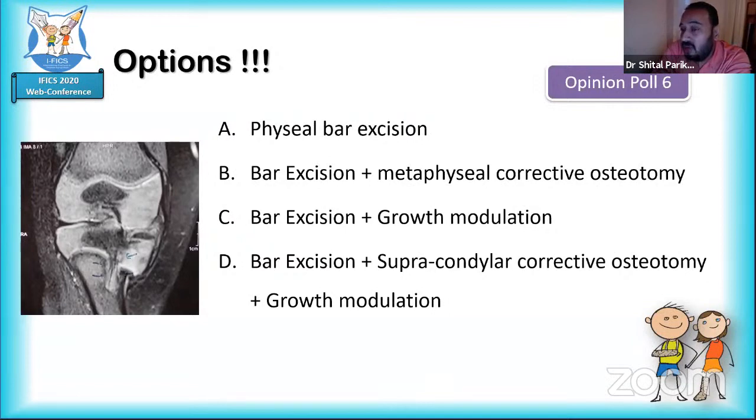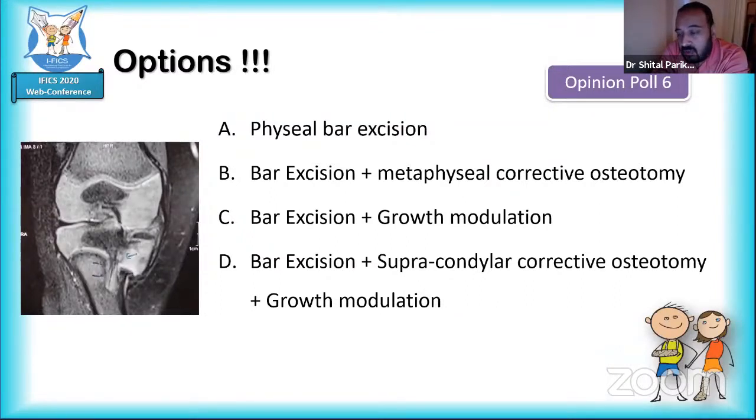Anything younger than that, you can try and see if you want to use a brace for a while, just to let the child develop a little bit more. Bar excision in such a young child, I'm not too convinced that it's going to be helpful. We don't do it in Blount's. Even if you excise it, if there is infection, there is a sick physis. If you excise the bar, it doesn't mean that you have done the job, because the remaining physis may still be affected and you may not get what you want. I do agree that the deformity needs to be corrected.